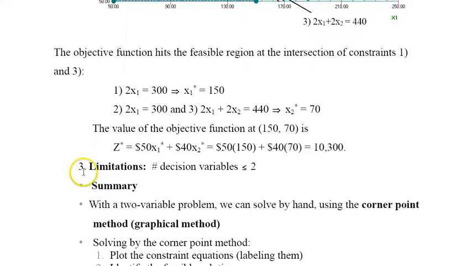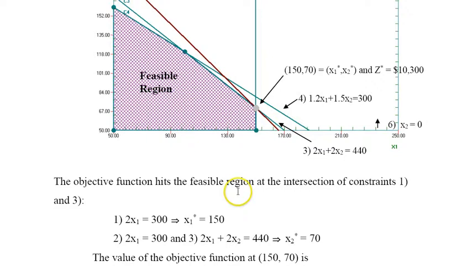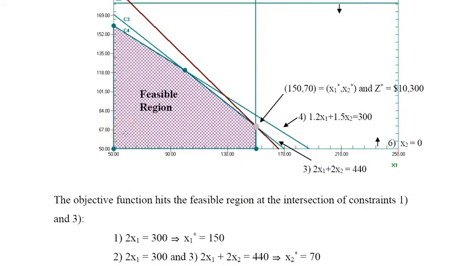The limitation of this method is that it works only for 2 decision variables. If I have more than 2 decision variables, I would need a 3-dimensional graph to do this. If I have 4 decision variables, I need to have a 4-dimensional graph. Well, that's not really even possible to imagine a 4-dimensional graph, let alone if I have 100 decision variables. So I would need a 100-dimensional graph.